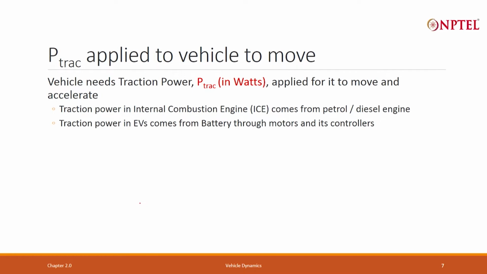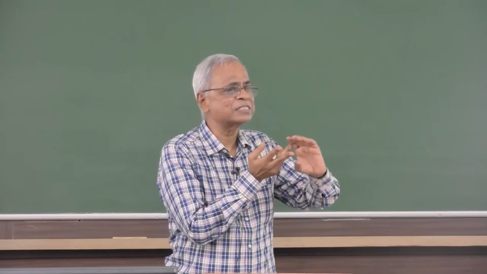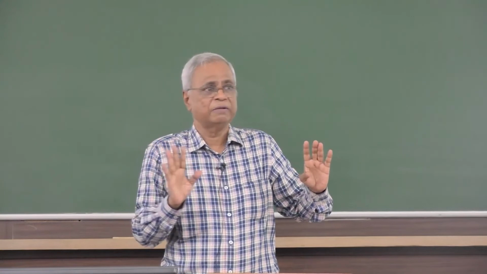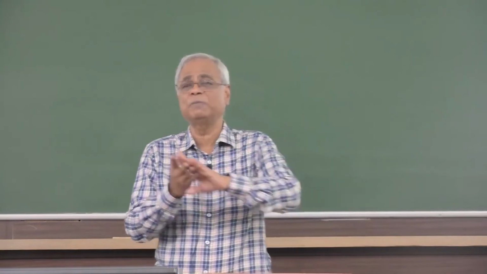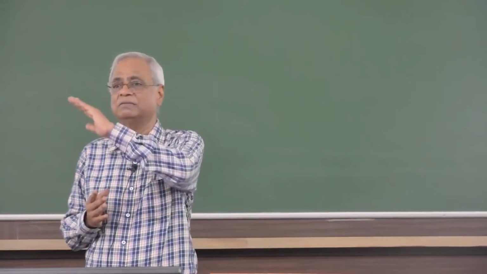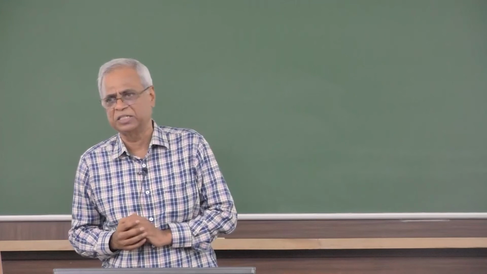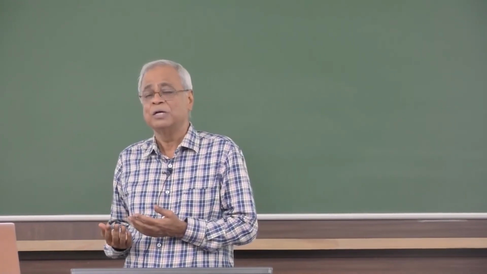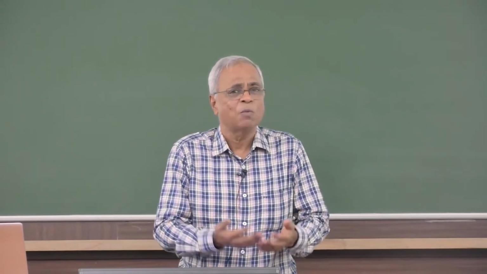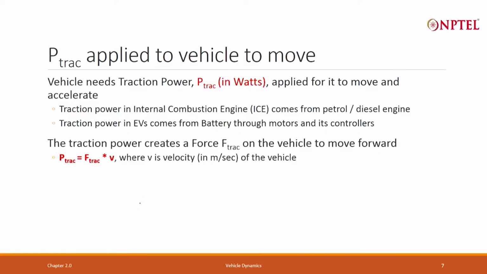Now I am ready to say what the total traction force is. A vehicle needs traction power applied for it to move and accelerate. So traction power has to be, at minimum, the sum of the three: the aerodynamic resistance, rolling resistance and climbing force, if there is any climb. That will be just enough to keep it moving, and if I want to accelerate, I will need more power. Traction power in an internal combustion engine comes from a petrol or diesel engine. For electric vehicles, it will come through motor and controllers. So in some sense, I am determining the kind of power that I require for my motors and controllers. The traction force creates a force called F track on the vehicle to move forward.